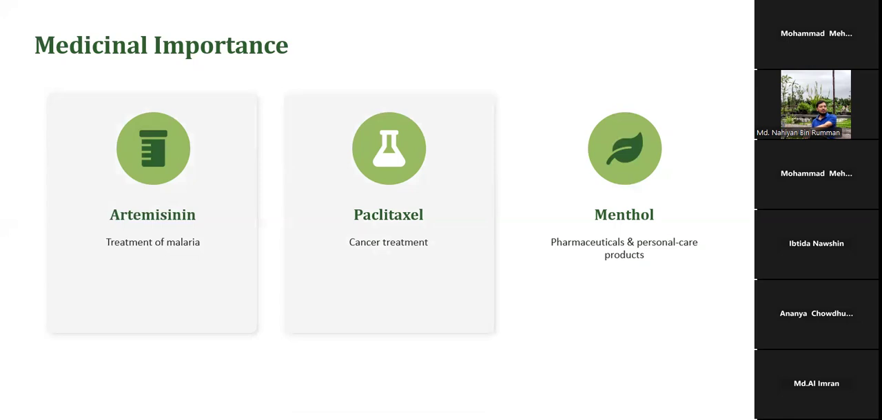Paclitaxel, originated from the yew tree, is an important anti-cancer drug used in chemotherapy. And lastly, menthol, which is obtained from peppermint, is widely used in medicine, toothpaste, and personal care products because it provides a cooling and soothing effect. These examples show that terpenes are valuable not only in agriculture but also in healthcare.